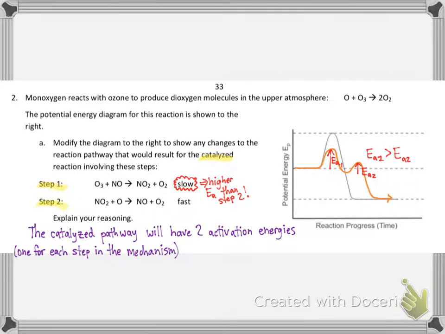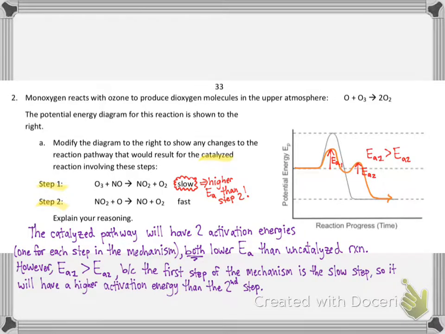Okay, so first we need to explain why there are two bumps. Well, there are two activation energies, one for each step in the mechanism. And both of those are going to have a lower activation energy than the uncatalyzed reaction. But we also need to specify the idea that the slow step will have a higher activation energy than the fast step. So that's why the first activation energy is higher than the second. And there you have it. An explanation along with a beautiful catalyzed reaction pathway.